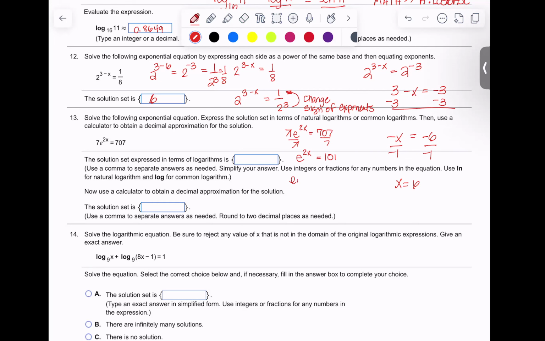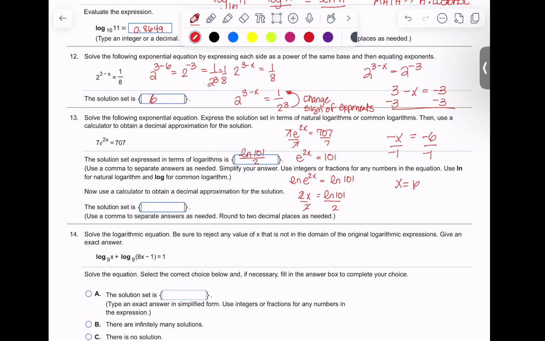Then we're going to take the log of both sides. We're going to take the natural log specifically. The natural log of e to the 2x is 2x. The natural log of e to the anything is whatever that exponent is. That's the natural log of 101. And then we divide both sides by 2 to isolate the x. So the solution set expressed in terms of logarithms is the natural log of 101, the whole thing divided by 2.